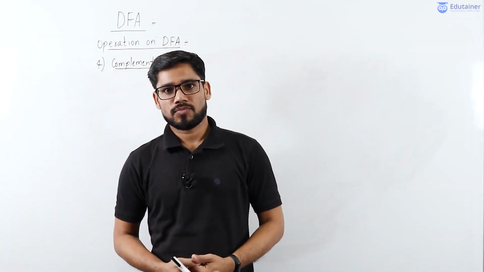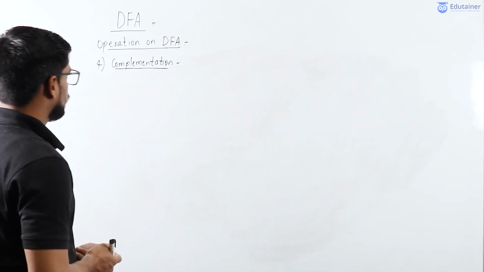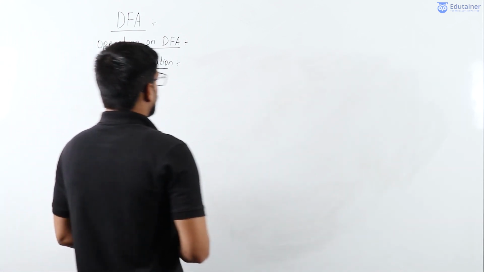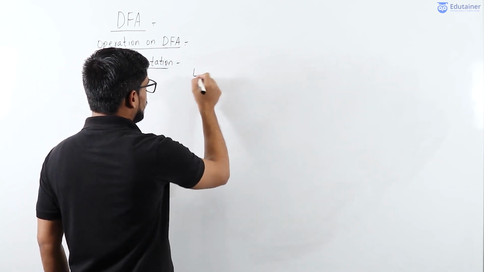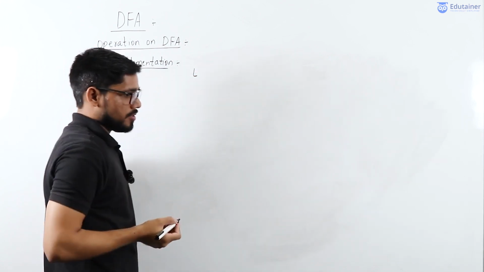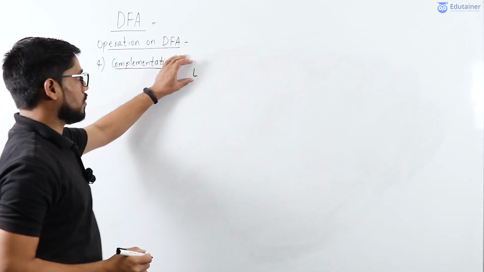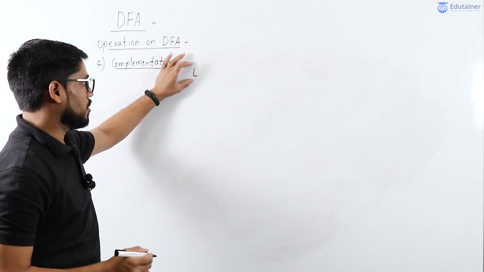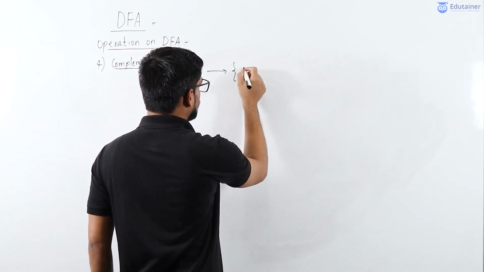Hi everyone. Now let's look at the complementation operation. So you already know that in DFA we have a total of 5 tuples. So definitely in any language for which you draw the deterministic finite automata machine, the language contains 5 tuples. What are the 5 tuples?